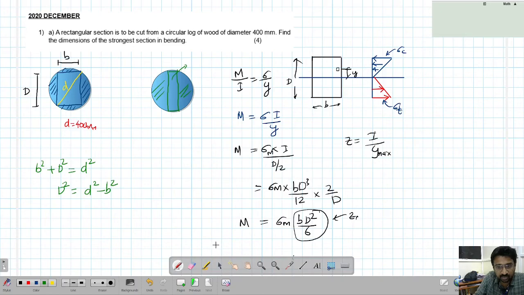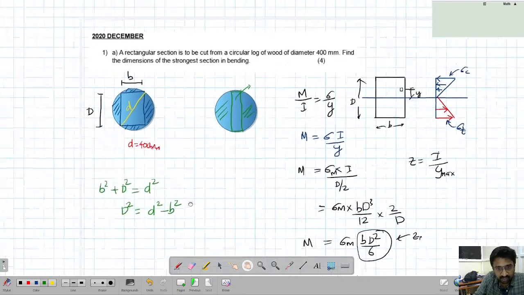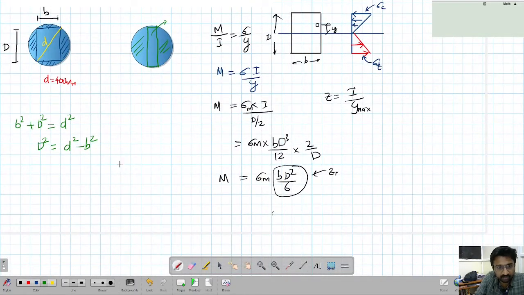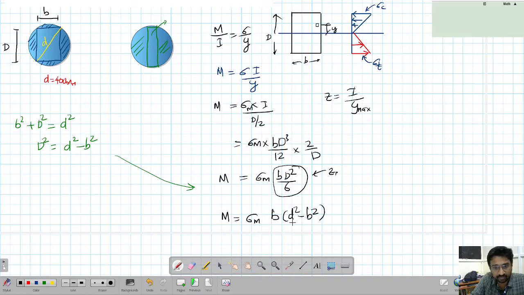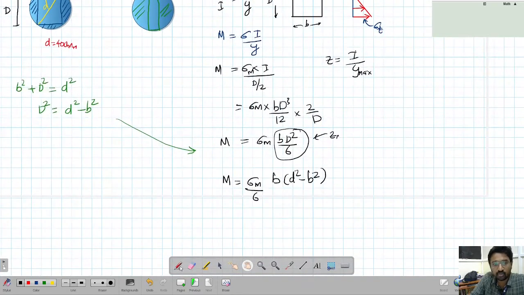So this I can substitute here. This I can substitute here. So I'll do that. I'll substitute it here. I'll get M equal to sigma m into b into what is D square? It is nothing but small d square minus b square, upon 6. Now if you observe this, for a given material, sigma m is constant, 6 is constant. The diameter is also constant because the diameter of the log is fixed, 400 mm.